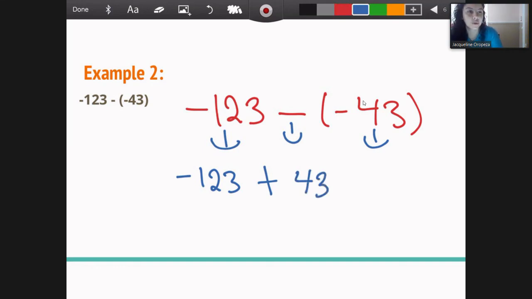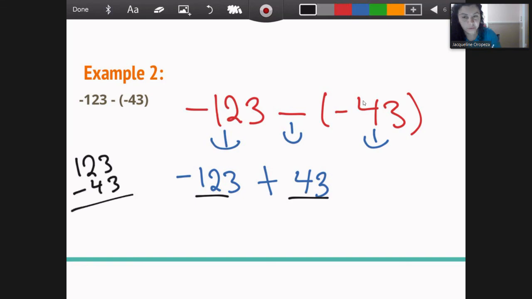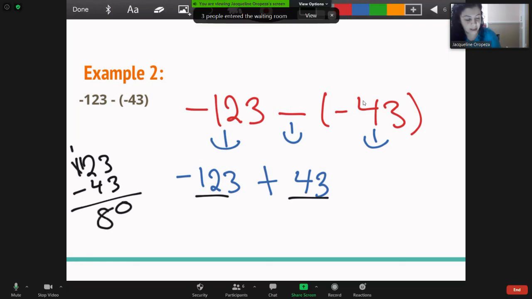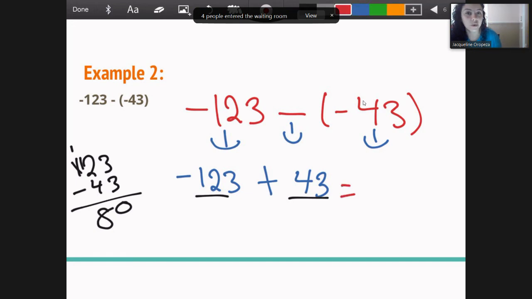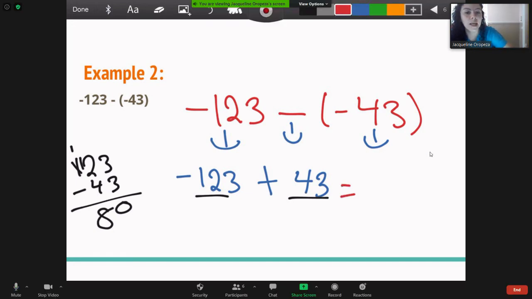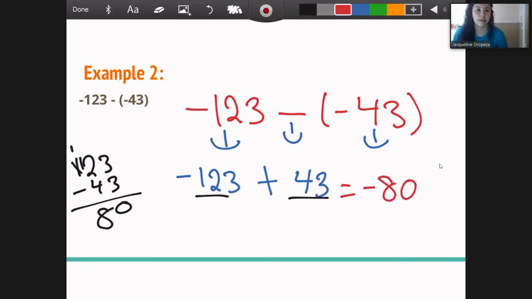Now I have to follow the rules for adding integers. I am adding different signs, so then I must subtract 123 minus 43. 3 take away 3 gives me 0. I have to borrow. 12 take away 4 gives me 8. I have different signs, so I must ask myself, do I have more negatives or do I have more positives? In this case, I have more negatives, so my answer has to be negative 80.